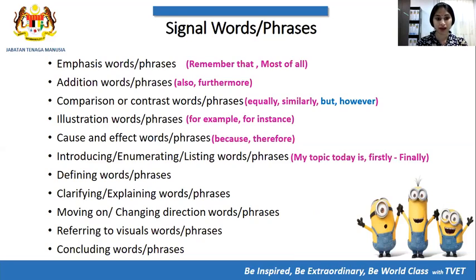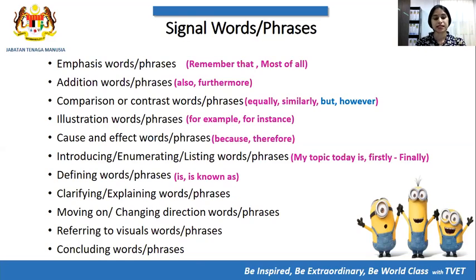Next, we look at defining words or phrases. Defining words or phrases means you want to give a definition for certain terms or certain subjects that are a bit confusing. You want to define it. Therefore, you can use these signal words like X is what? X is known as, to make things clear.